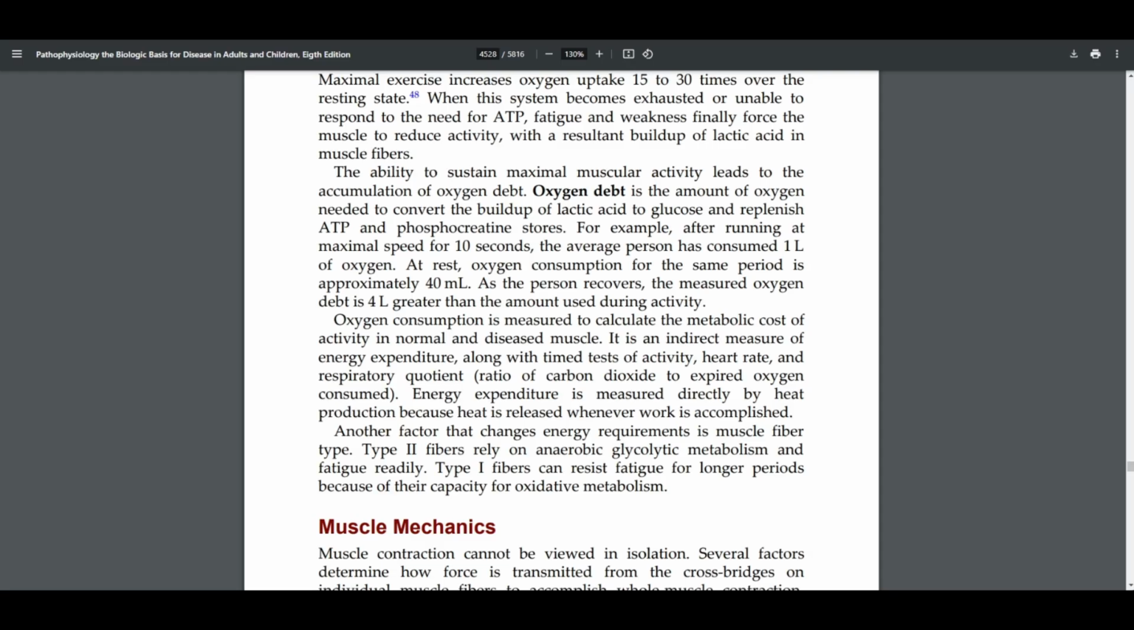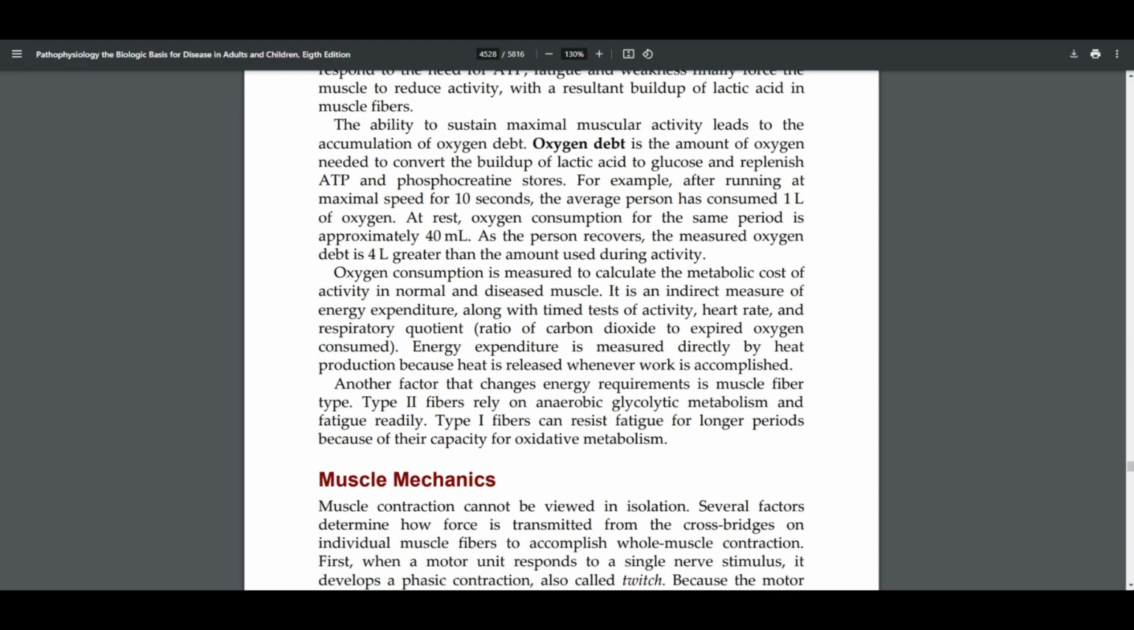and phosphocreatine stores. For example, after running at maximal speed for 10 seconds, the average person has consumed 1 liter of oxygen. At rest, oxygen consumption for the same period is approximately 40 milliliters. As the person recovers, the measured oxygen debt is 4 liters greater than the amount used during activity. Oxygen consumption is measured to calculate the metabolic cost of activity in normal and diseased muscle.